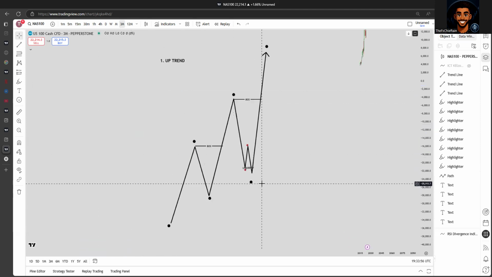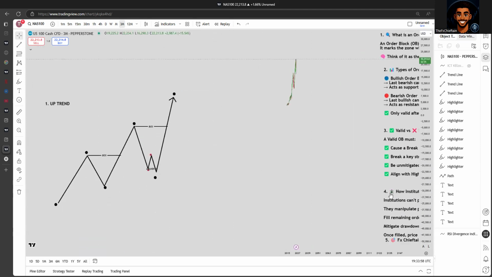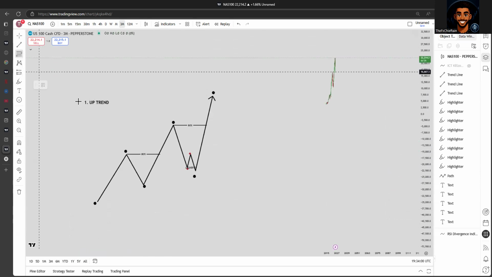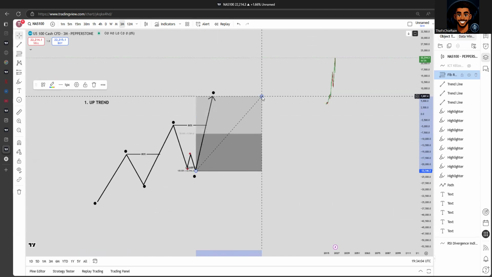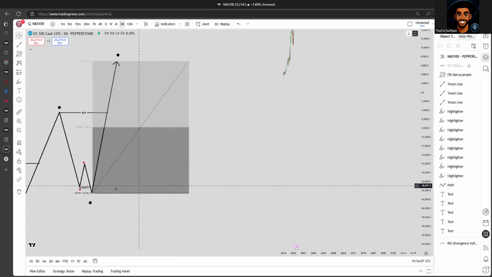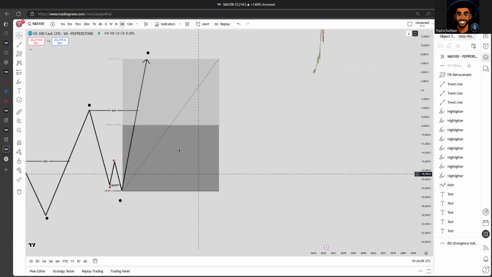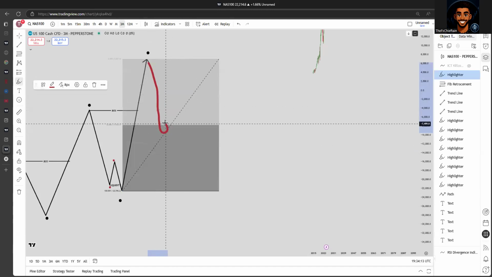Now another added confluence is if it comes down to a discount level. Where's our discount level? We take this from down to up, from the swing low to the swing high. This is our discount level. So whenever markets come to anywhere here, it is likely going to push back for a buy.